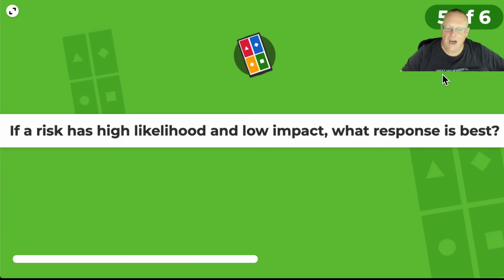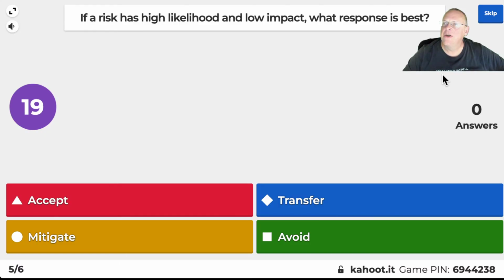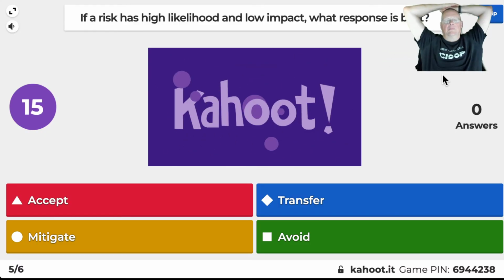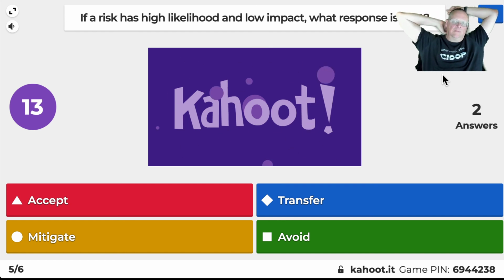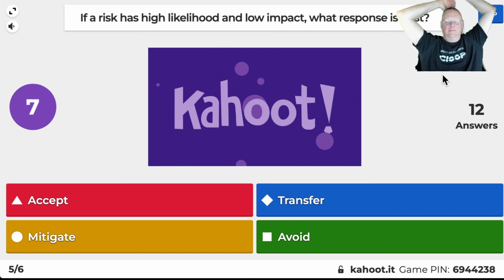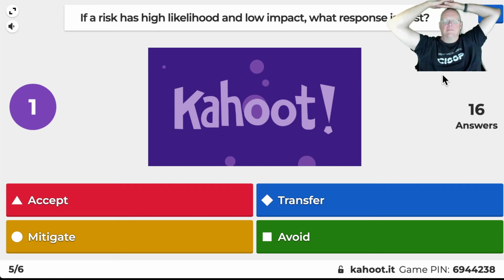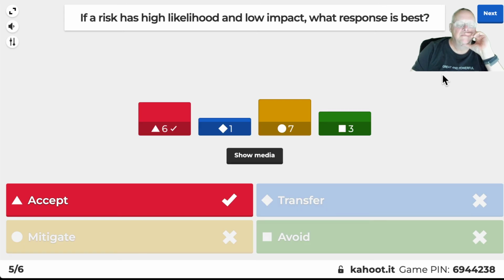If a risk has a high likelihood and a low impact, what treatment is best? All right, you accept that. If something is likely to happen and it doesn't cause much harm, then you just let it happen.